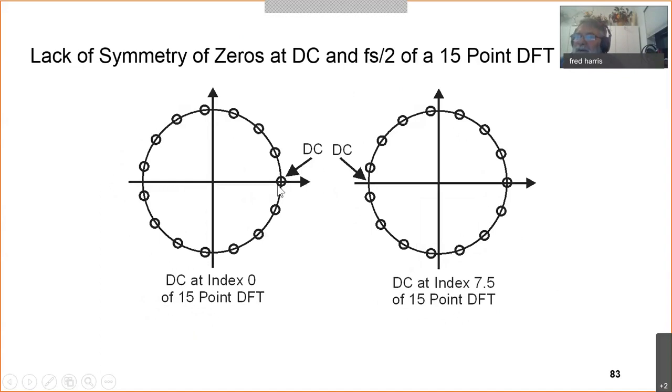A 15-point transform, when I heterodyne DC to the half sample rate, DC is now in between two bins. And that's the condition we wanted when we wanted the odd index Fourier transform bins. So that means instead of heterodyning the spectrum halfway between DC and the first channel, I can heterodyne all the way out to the half sample rate if I have an odd number of points in the DFT.